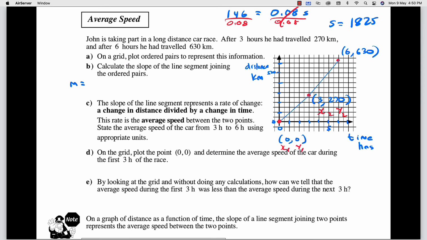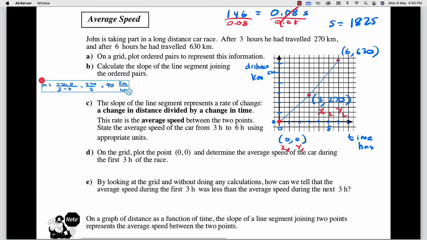So to figure out the slope, it's y2, which is going to be 270 minus 0 all over x2 minus 0. So basically I've got 270 over 3, and if we reduce that down, we get 90. So it's 90 is the slope, which is the same as 90 over 1, and the units are going to be kilometers per hour. Okay, so I'm just going to minimize that one.